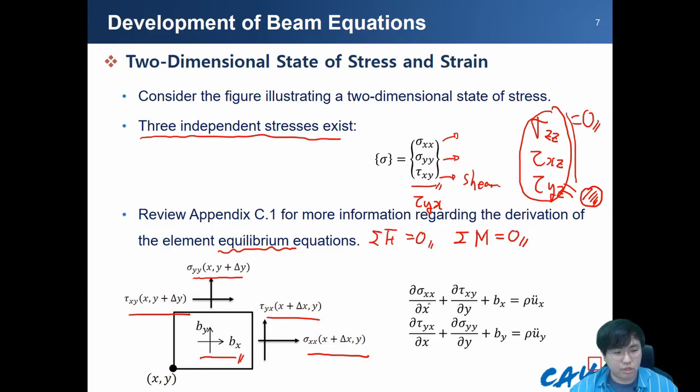First, we should check all the forces in the x direction. So what are the forces? This sigma is stress, so we should multiply by some cross-section area. So what is the cross-section area? It is dy times dz, and then this line is equal to dy, so that becomes the force.